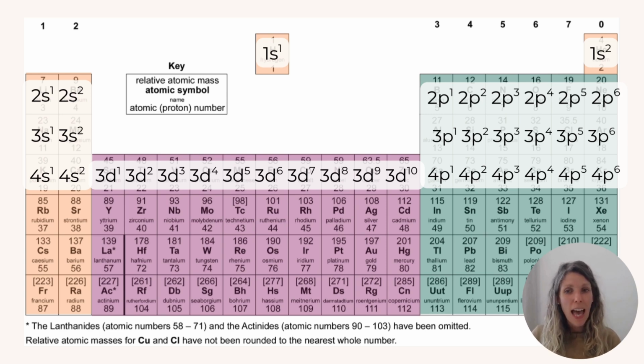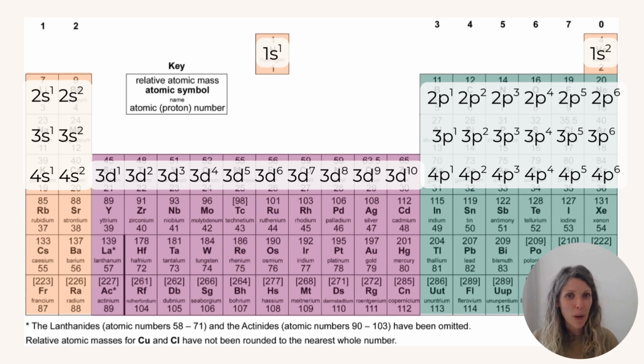Next one. Element number 5, which is boron. We read across, starting right at the top with the hydrogen, 1s2. Then go to the next row, 2s2. Keep reading across, we hit boron next, 2p1. So that is 1s2, 2s2, 2p1.